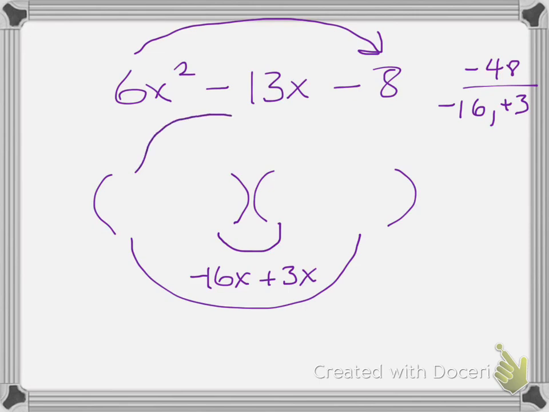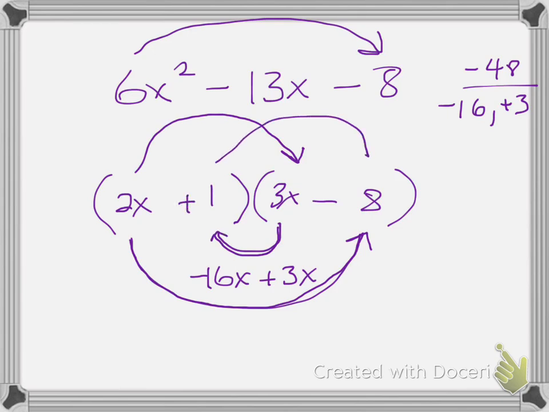Now what are we going to use here to get 6x squared based on? It would have to be 3 and 2, right? 6 wouldn't work. We can't get 16 or 3 from 6x, so it's got to be 2x and 3x. What's this 2x going to multiply by over here? Negative 8. And this 3x is going to multiply by positive 1. And what's 1 times negative 8? Negative 8, so I'm good, right? Yeah. So 2x plus 1 times 3x minus 8.